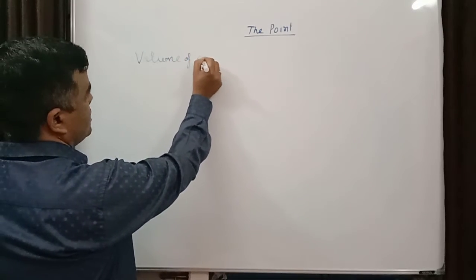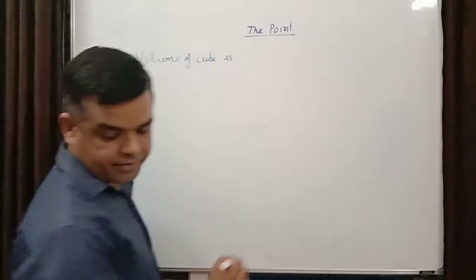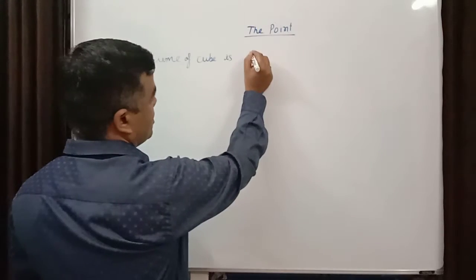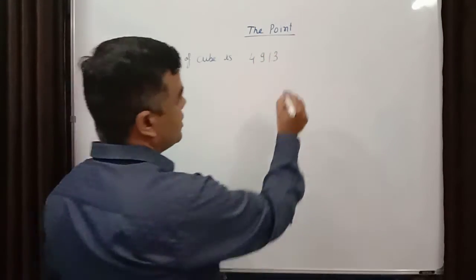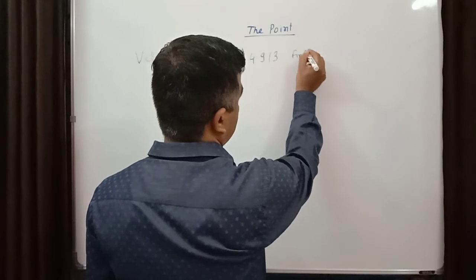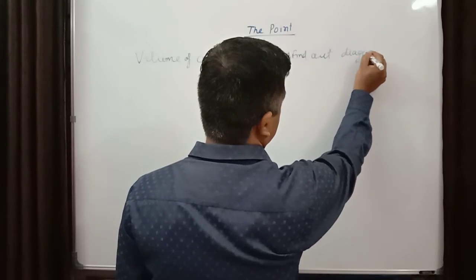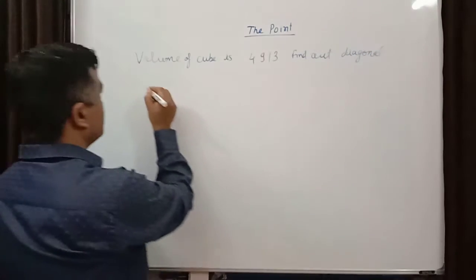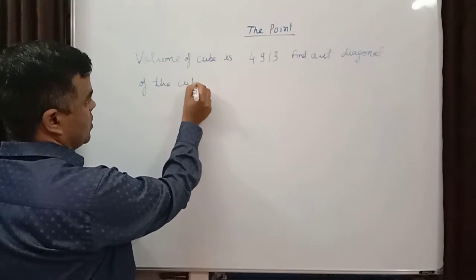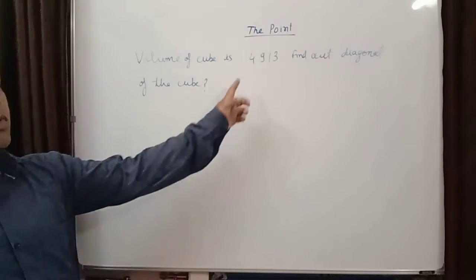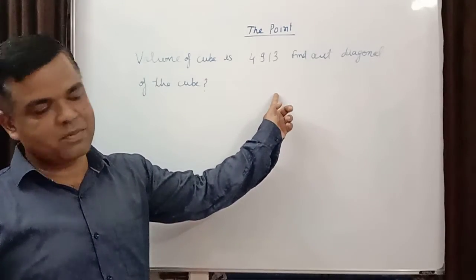Volume of cube is 4913. Find out the diagonal of the cube. Either you should remember the cube root of this number, or even if you don't remember, you can calculate it by the trick.